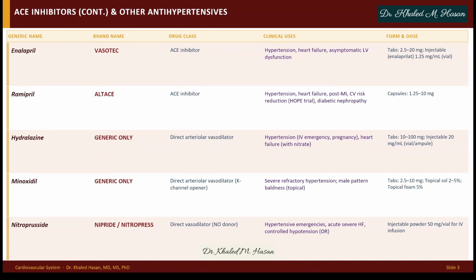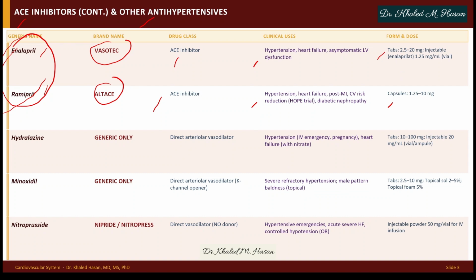Okay, continuing to speak about the list of medications belonging to the ACE inhibitors and other antihypertensives. We have enalapril, brand name Vasotec, and ramipril, brand name Altace, both belonging to the ACE inhibitors. They use the same mechanism of action. Ramipril is available as a capsule, and enalapril is available as a tablet.